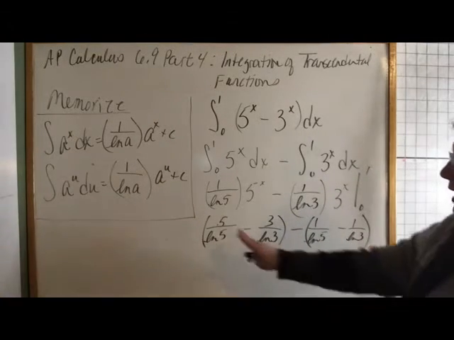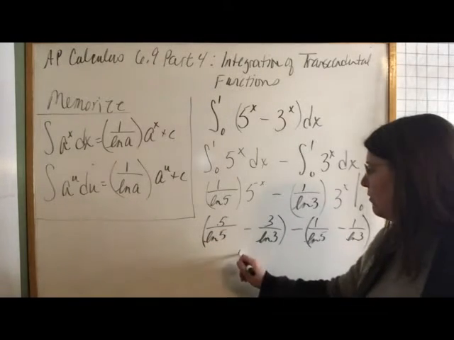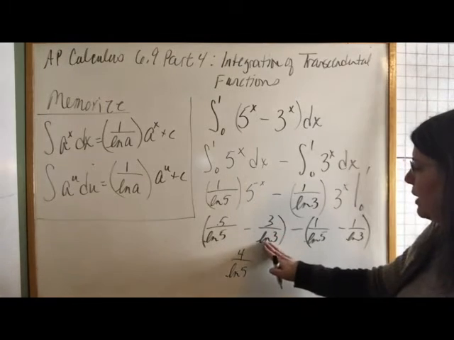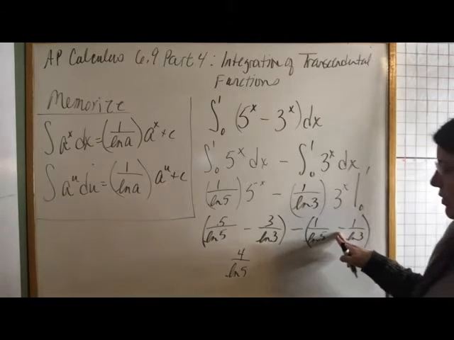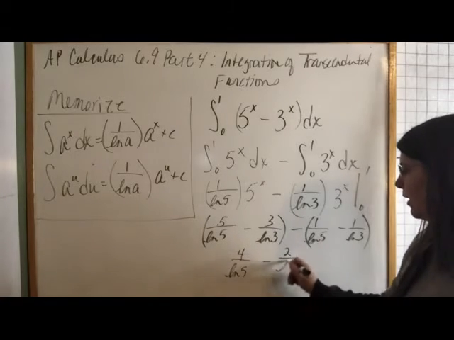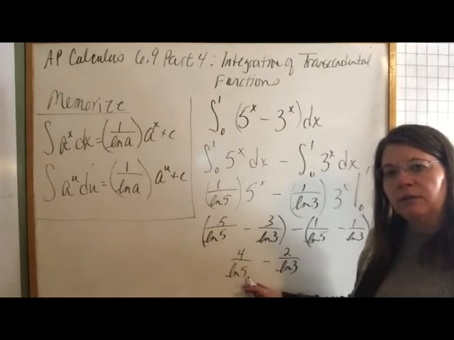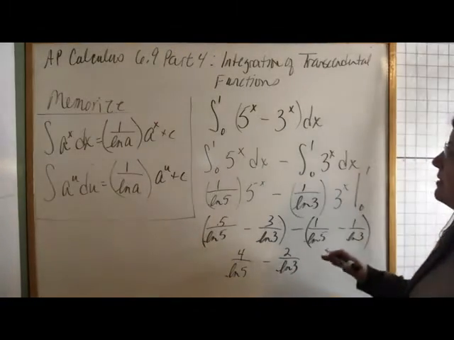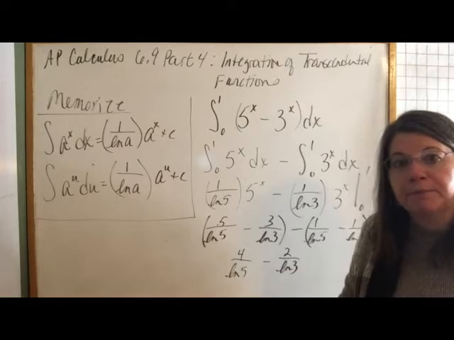So if I have 5 over natural log of 5 minus 1 over natural log of 5, that's 4 over natural log of 5. Here I have negative 3 over natural log of 3 minus negative 1 over natural log of 3. So that's negative 3 plus 1, which is negative 2 over natural log of 3. If this is a non-calculator part of the test, I would leave it like this. If it's a calculator portion of the test, I'm going to plug it right into my calculator in the beginning and get a decimal without having to do any work.